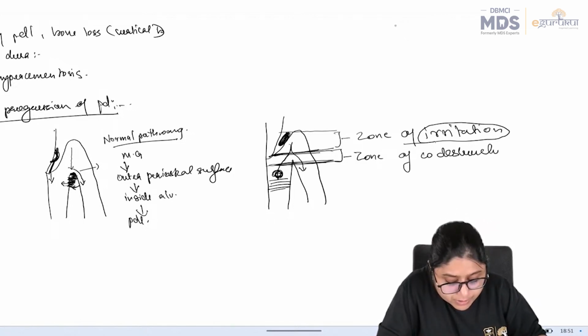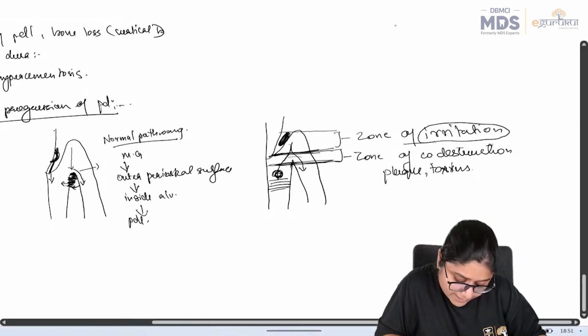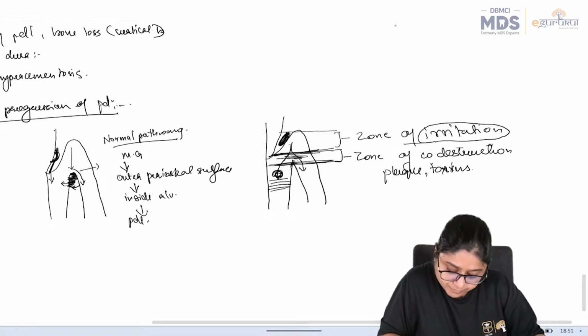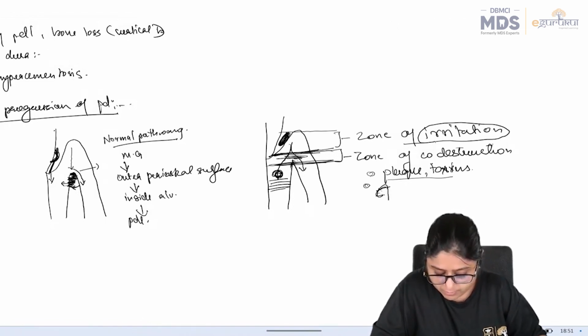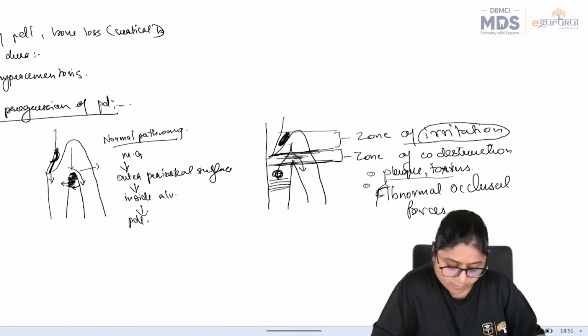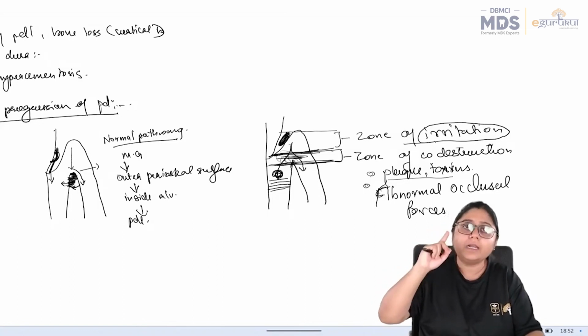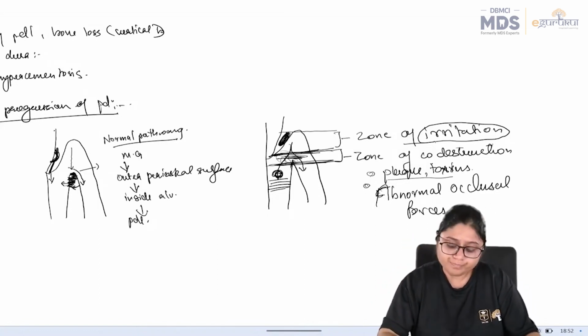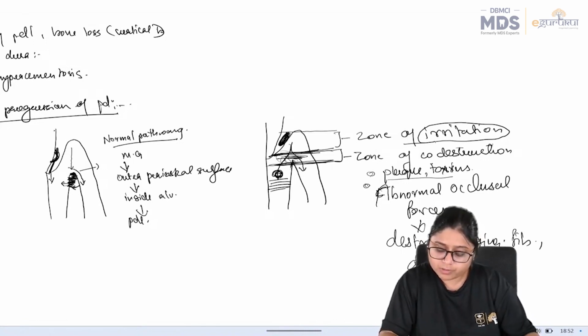Why is this called the zone of co-destruction, guys? Because here the toxins produced by the plaque or other bacterial substances act on the, look, this is your alveolar bone. Above the alveolar bone, what is here? Gingival fibers, right? Here there are gingival fibers. Plaque and toxins are acting, plus the abnormal occlusal forces are acting here, which leads to destruction of these gingival fibers. This is the zone of irritation, and this is the zone of co-destruction, because the plaque and abnormal forces act together in this zone, leading to destruction of gingival fibers and destruction of the PDL.